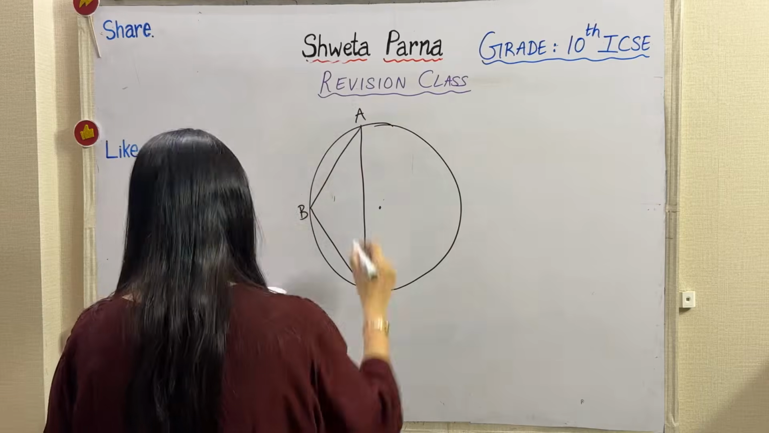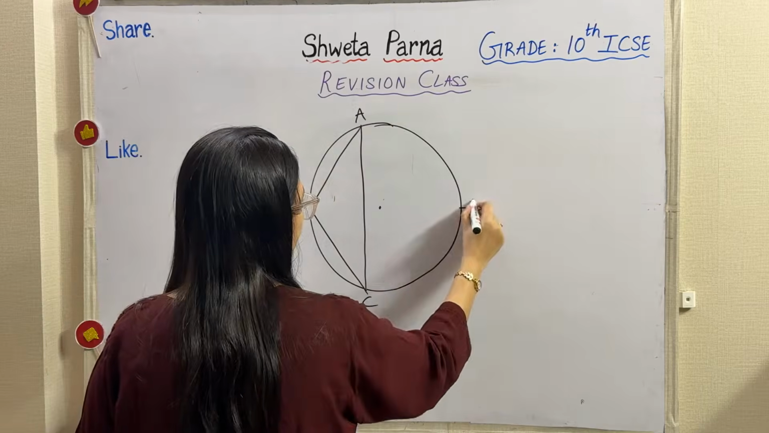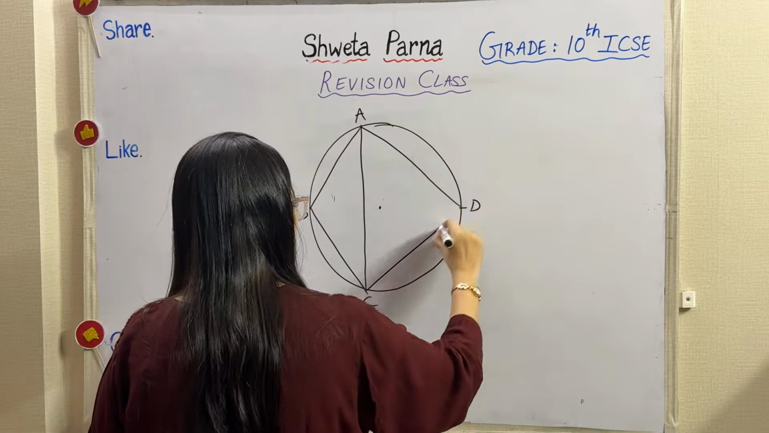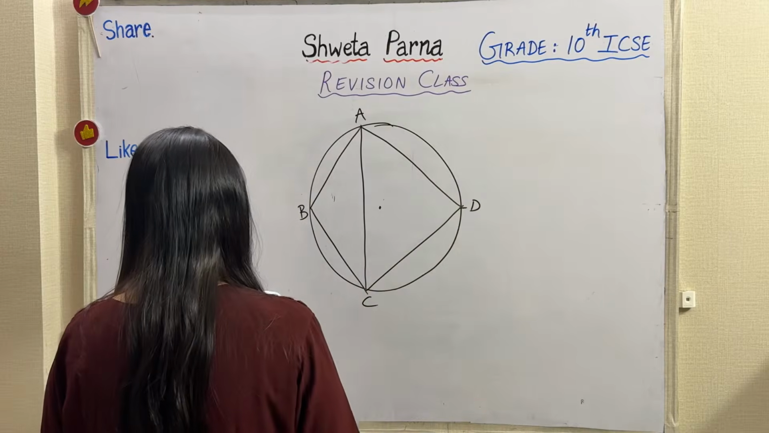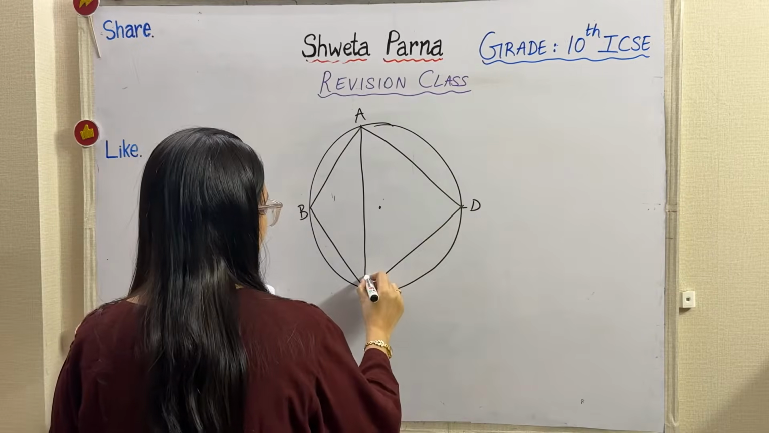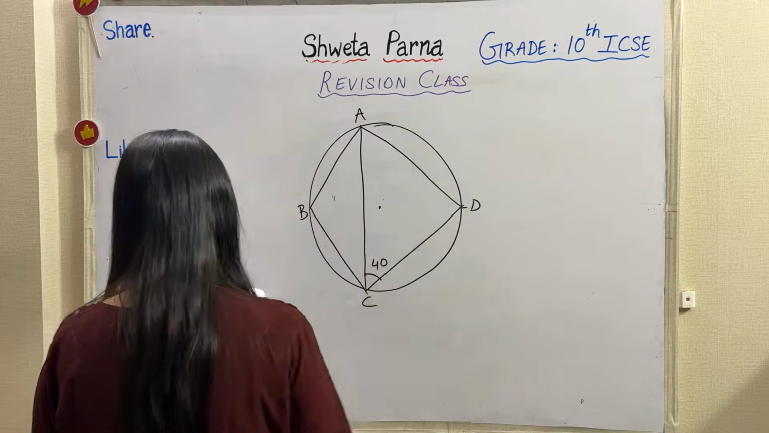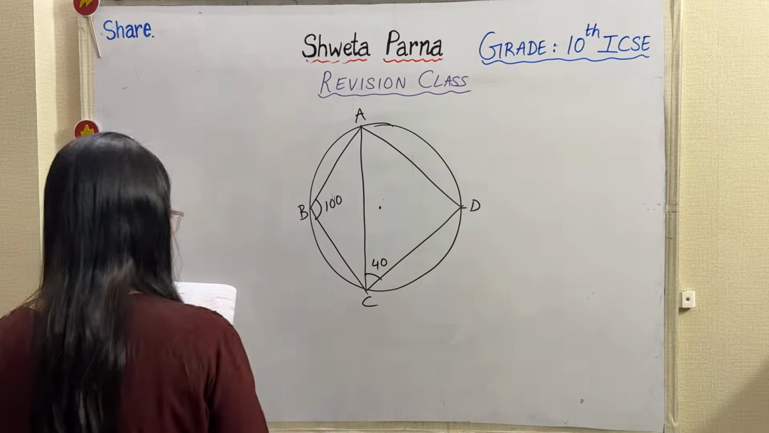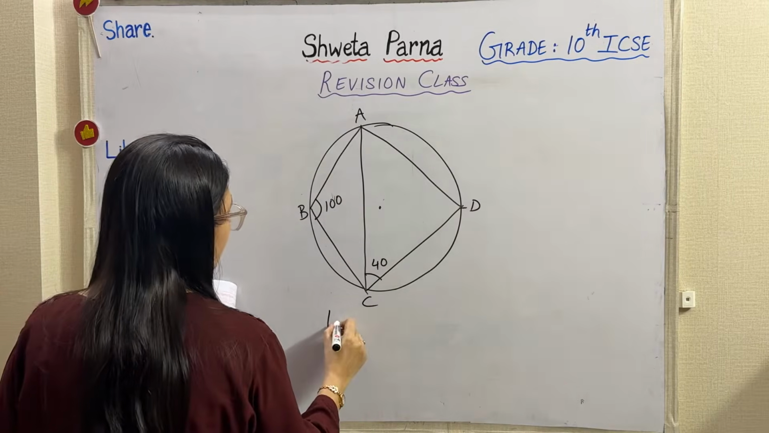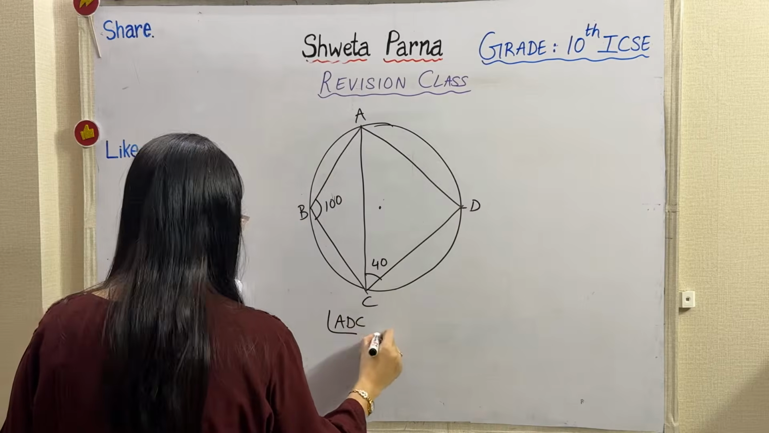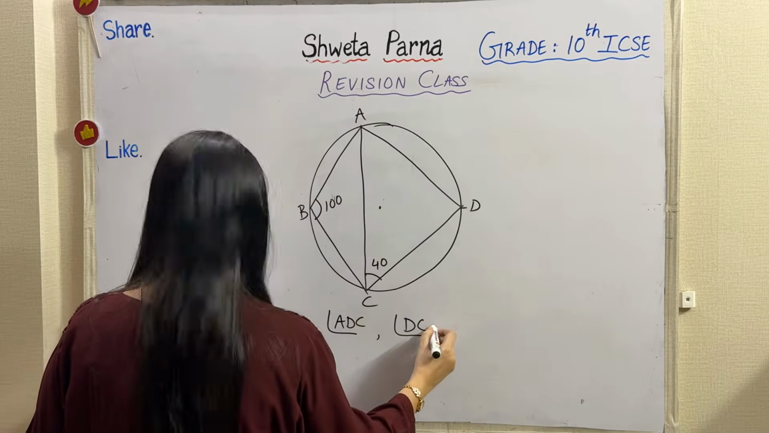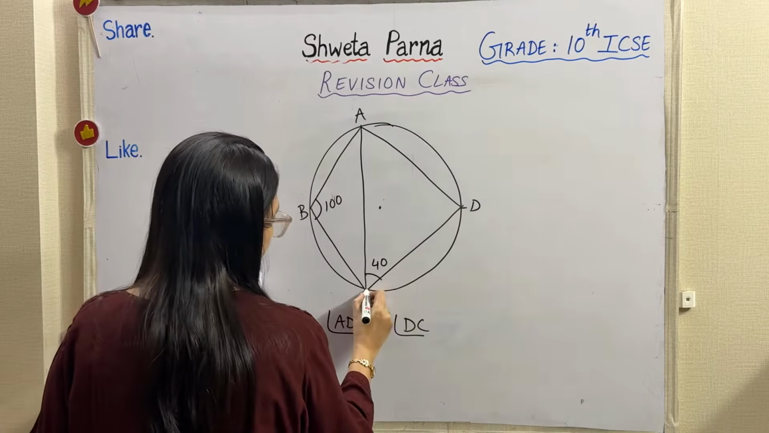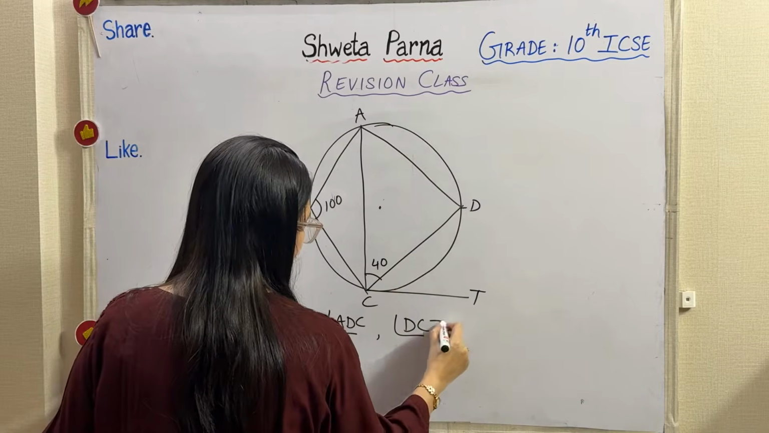B, A, C and one more point D. Okay. Now what information have they given? This angle is 40 degrees and this angle is 100 degrees. You have to find the measure of angle ADC and angle DCT also.